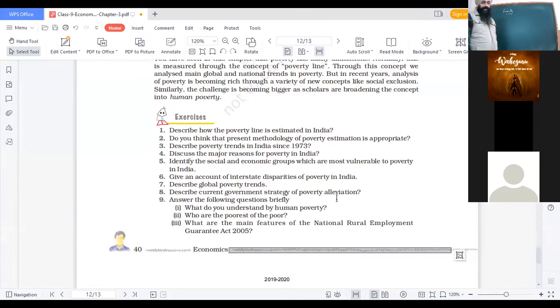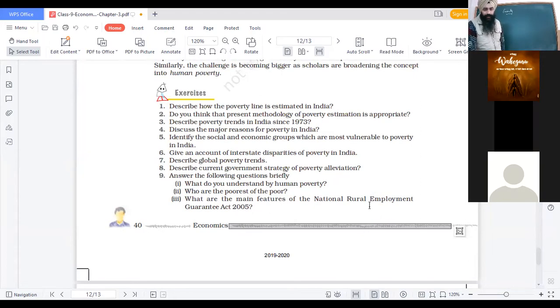Who are the poorest of the poor? The poorest of the poor in society are the women, those who are dependent on others: women, children under the age group of 14 years, and elderly people. These people are dependent on others for the completion of their basic needs. And the last question: what are the main features of the National Rural Employment Guarantee Act?